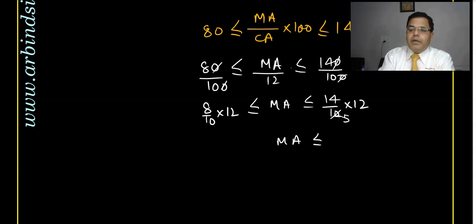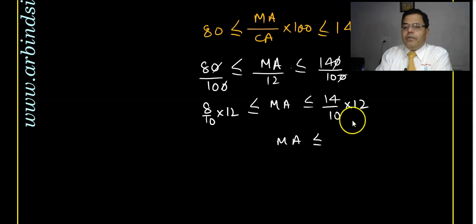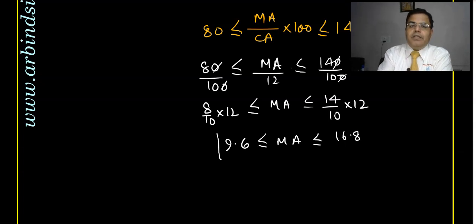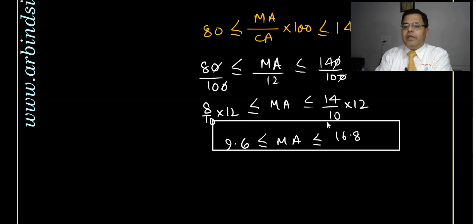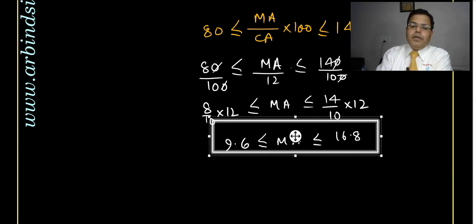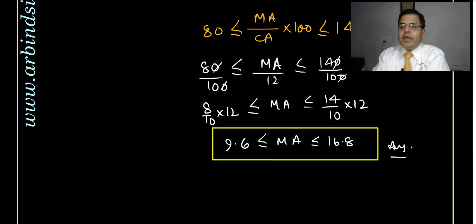Or even you can multiply without cancelling them. 14 times 12, 48, 4 and 12 plus 4 is 16 divided by 10, that is 16.8. And here 8 times 12 is 96 divided by 10, so 9.6. So that will be the answer of this question. Mental age must lie between 9.6 to 16.8 for the children, right? I hope you got it. So that will be the answer. I hope you got it.